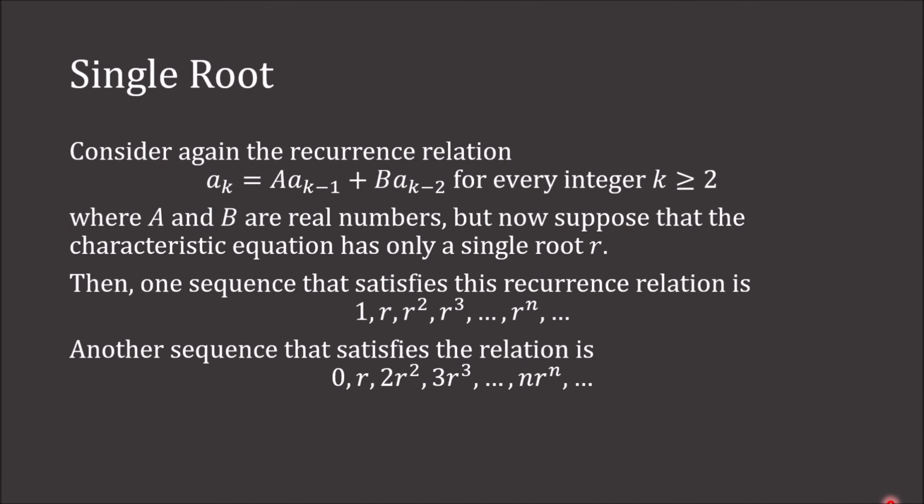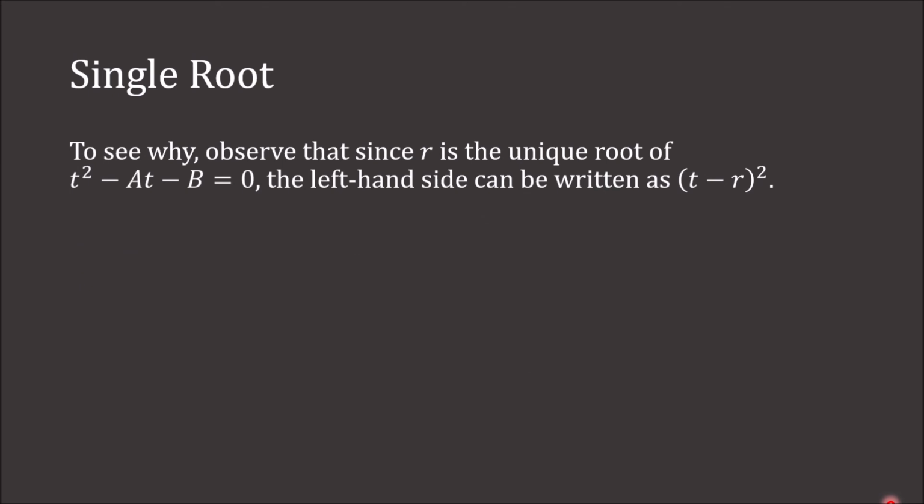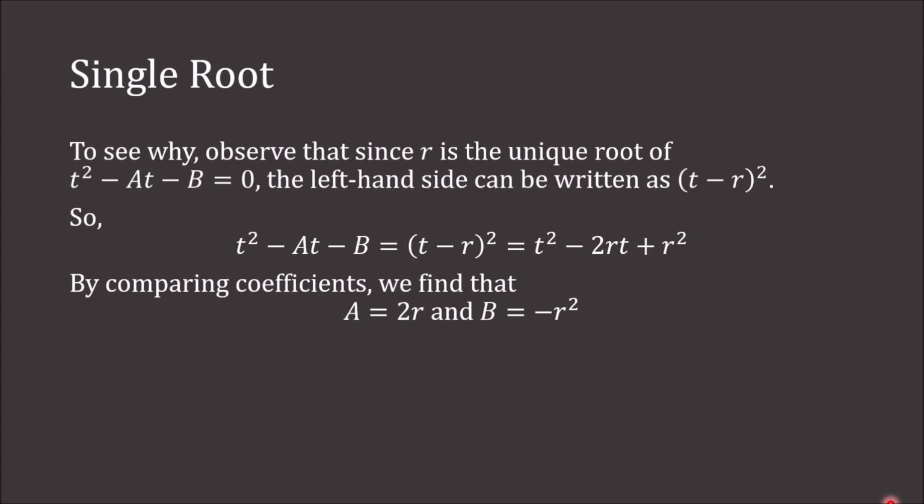To see this, observe that since r is the unique root of the characteristic equation, the left-hand side can be written as (t minus r) squared. So t squared minus at minus b is (t minus r) squared, which is t squared minus 2rt plus r squared. By comparing the coefficients, we observe that a is 2r and b is negative r squared.